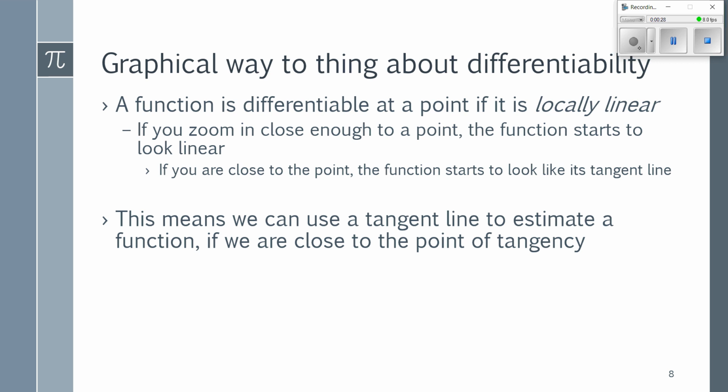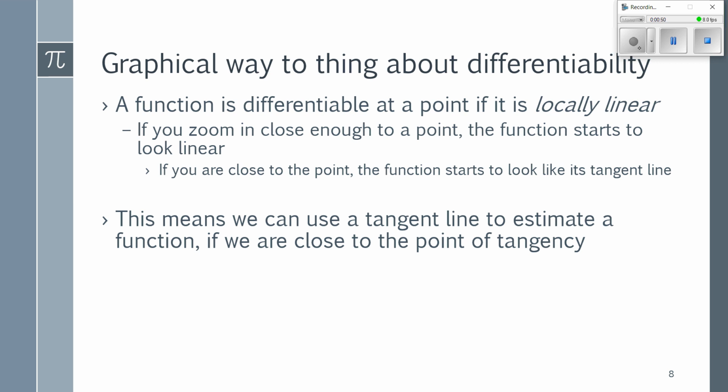So we can think that a function is differentiable at a point. Notice I'm talking about at a point, not over the whole domain, but at a point, if it's what we call locally linear. This means that if you zoom in close enough to that point, the function starts to look linear. In other words, the function begins to look like its tangent line.